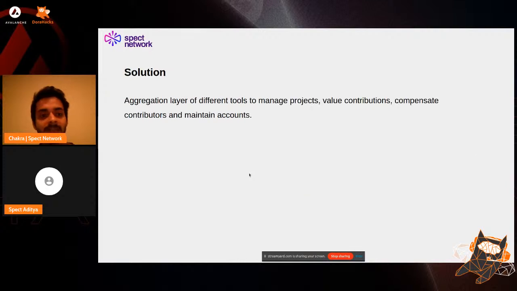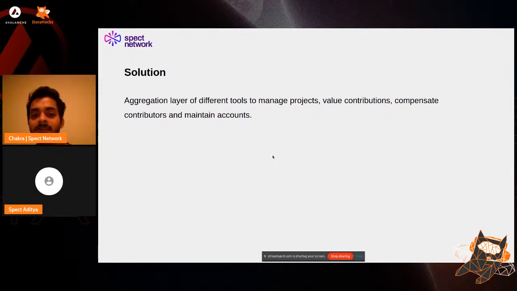So Spect is actually a solution to all of these problems. We are building that aggregation layer. This aggregation layer would let DAOs and contributors have everything in one place, which in turn would reduce the cost of onboarding and also the cost of experimentation.